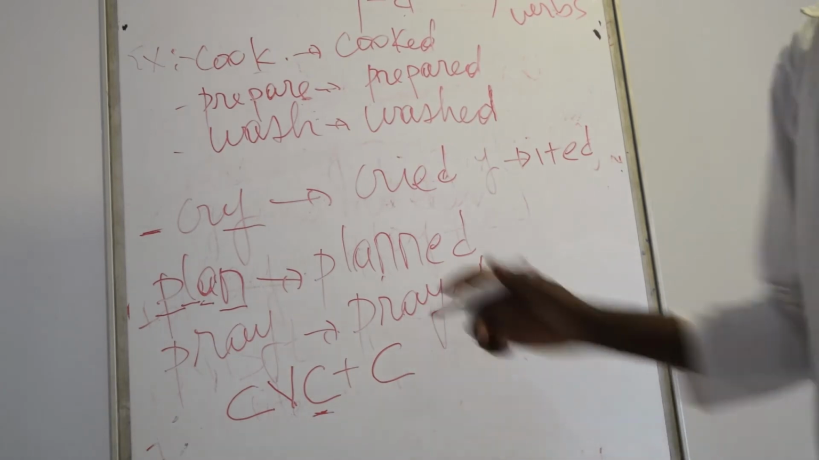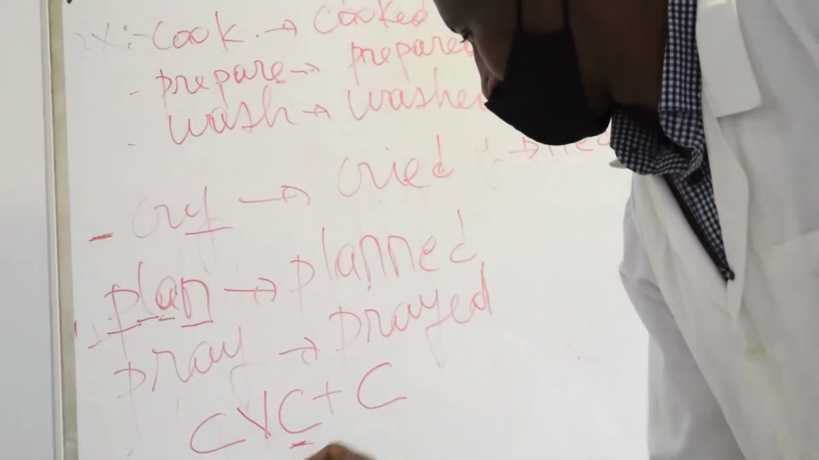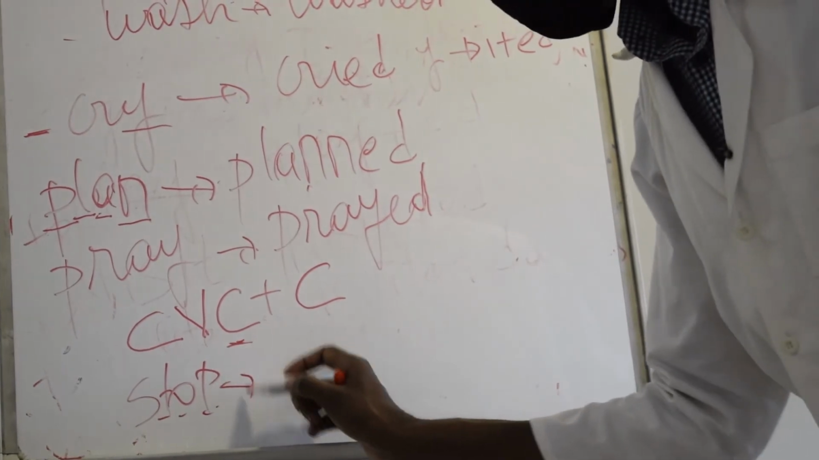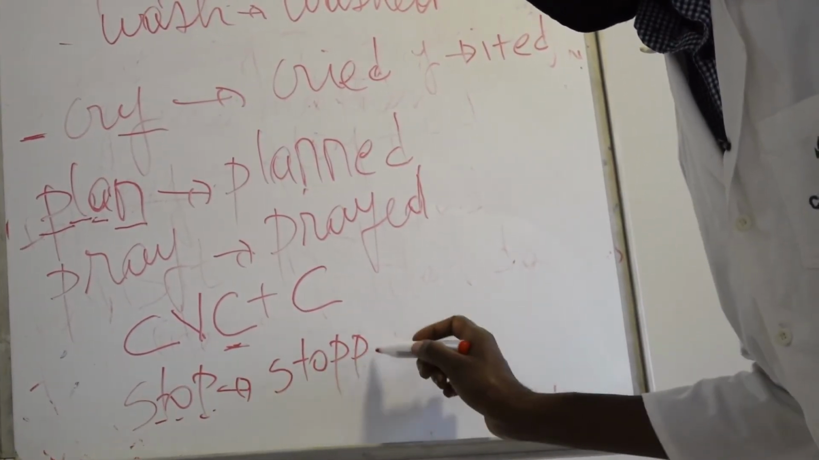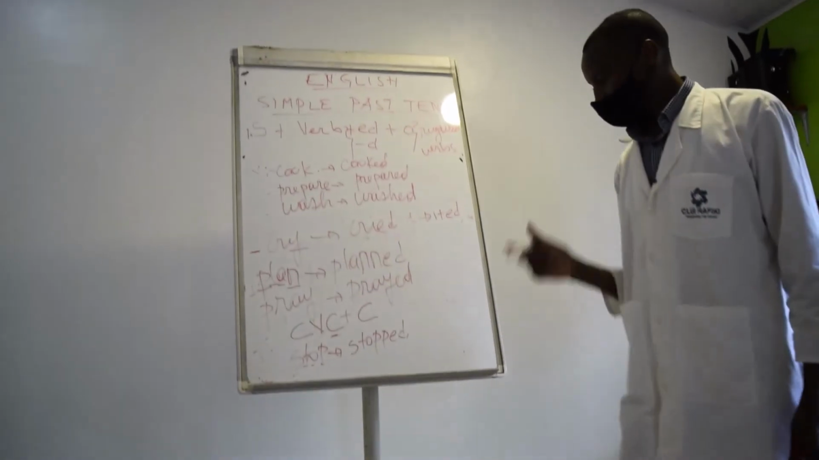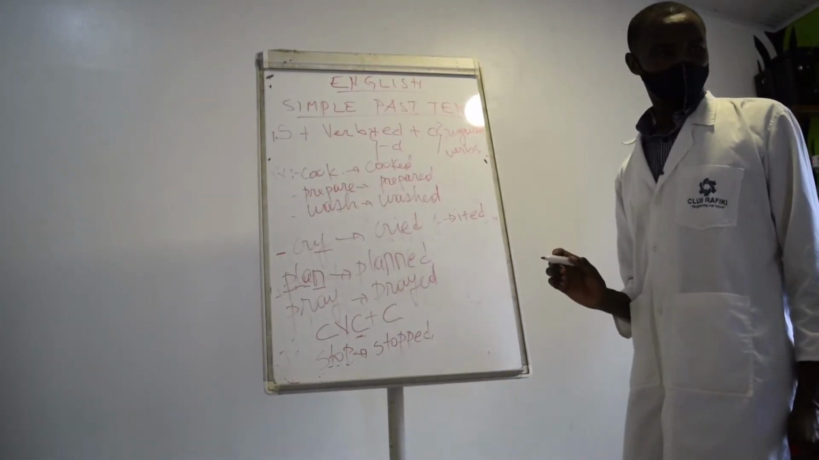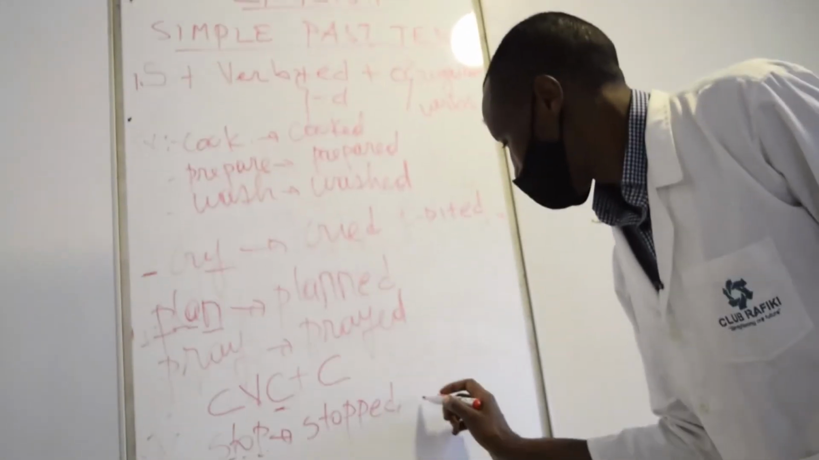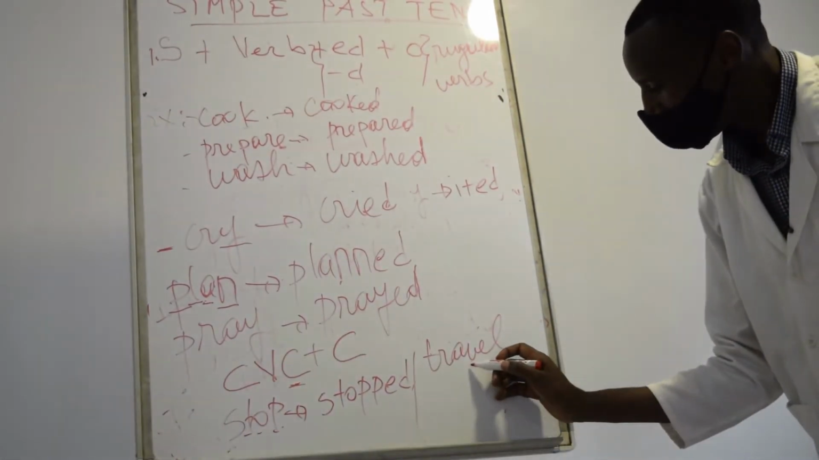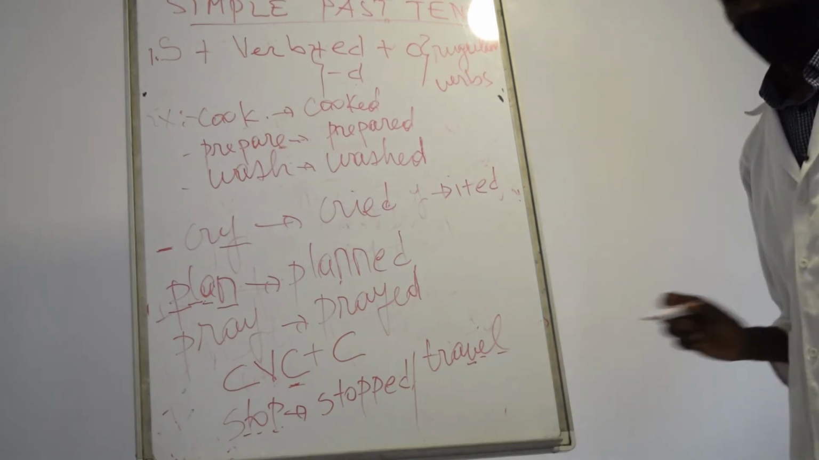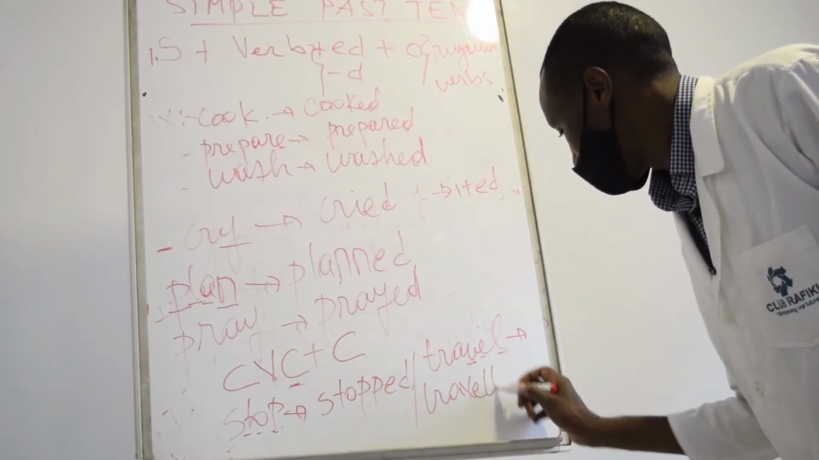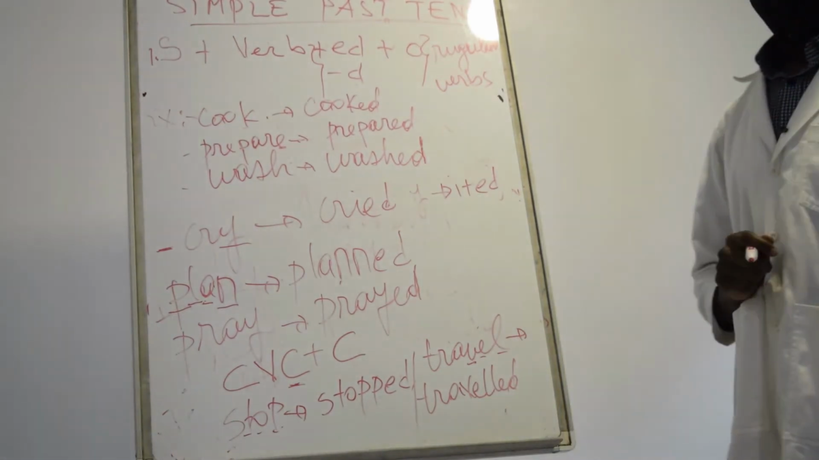Here, for example, you can add a verb stop. Here we have a consonant, vowel, consonant, where you get stopped. Another example. You can even add the verb to travel. Travel. Here we have a vowel, consonant, vowel, which becomes now traveled with the double L, isn't it?